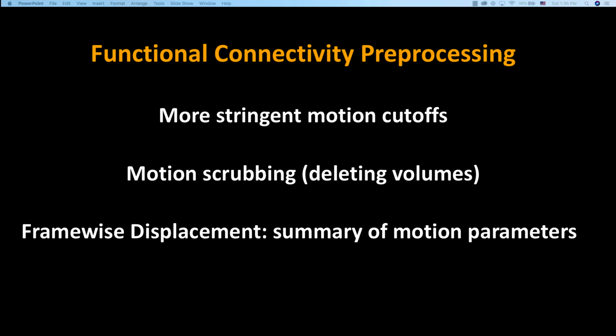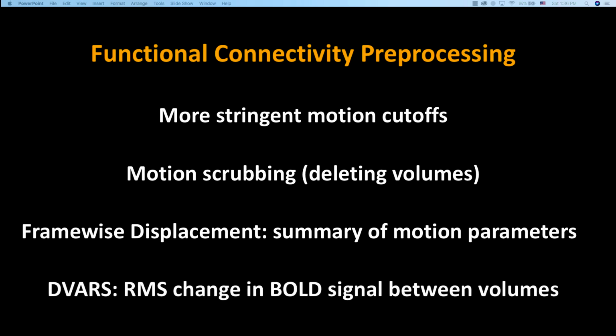Now, as we're doing this motion correction, in addition to these so-called translation and rotation parameters that we use for motion correction, there is also something called frame-wise displacement. Instead of six individual motion parameters, you get a single number that's almost like a composite of all of those different motion parameters. It's not strictly the same thing as an average, but it's pretty close. It's technically something called the root mean square of all that. And another similar idea is something called DVARS, which is the root mean square change in BOLD signal between volumes.